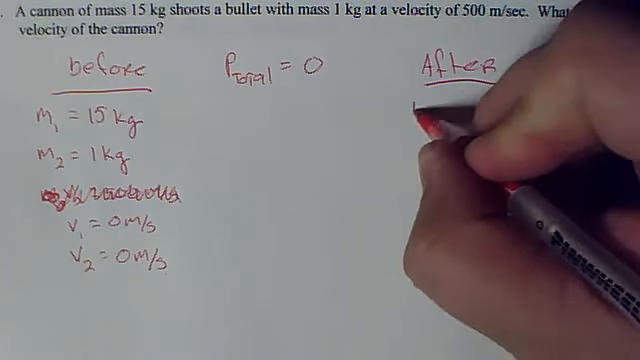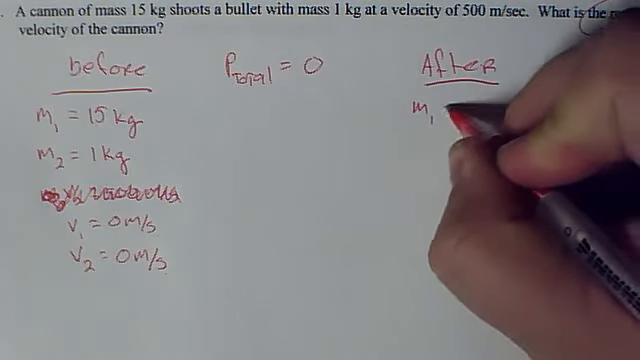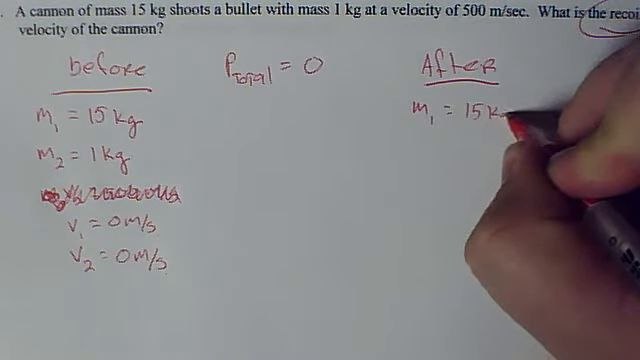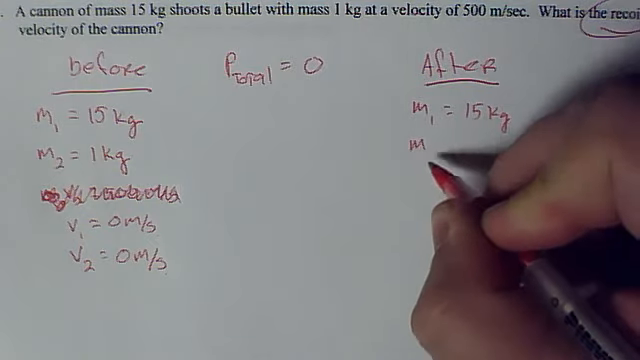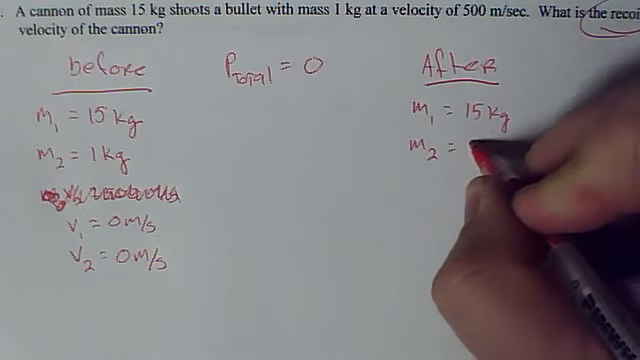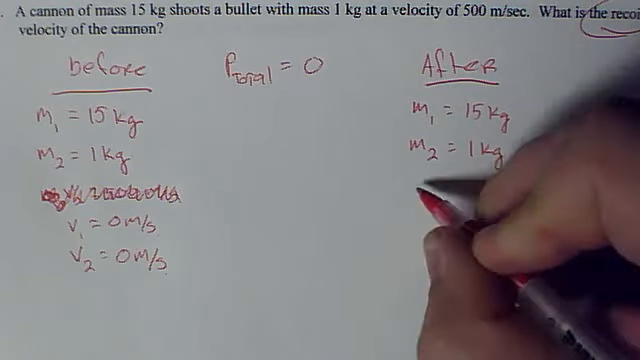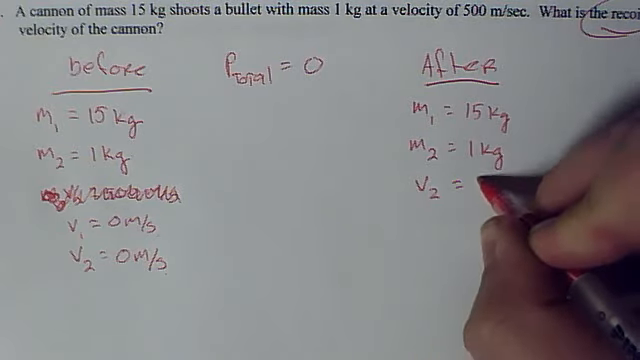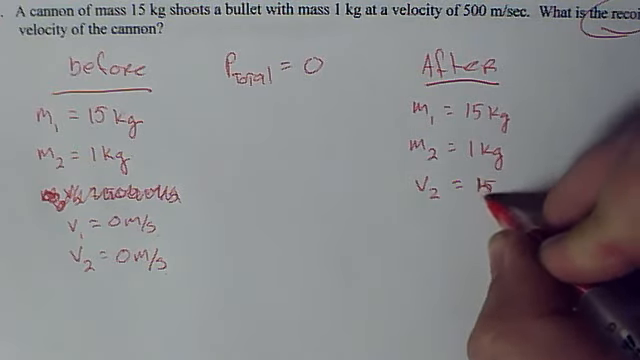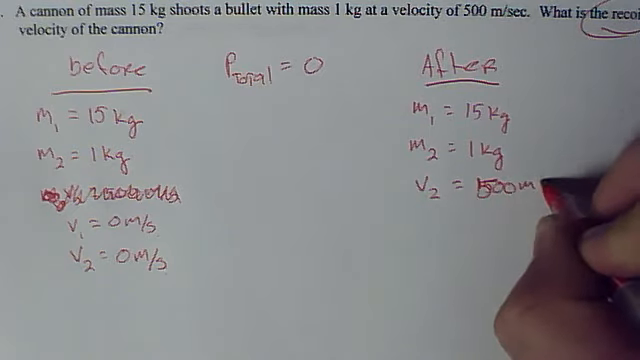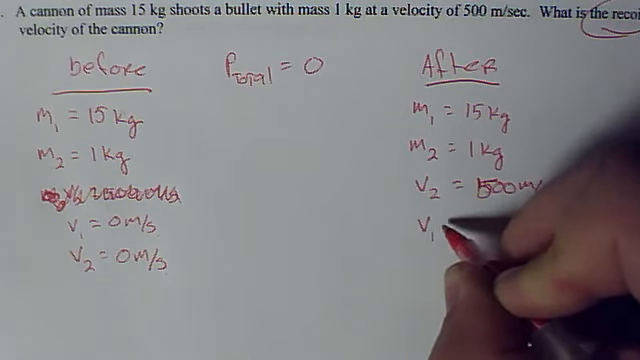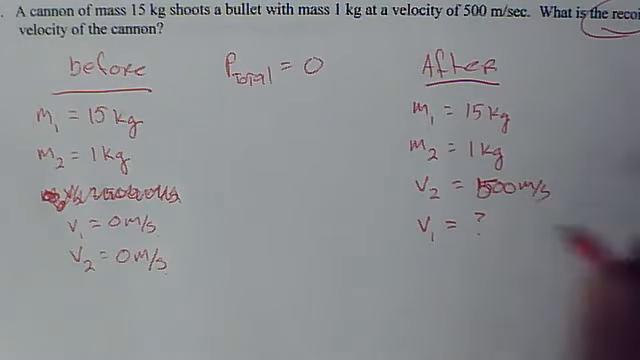So that means the mass after is still 15 kilograms, and the mass of that object is still 1 kilogram, but after, the velocity here is 500 meters per second. The velocity of the cannon is what we're looking for.